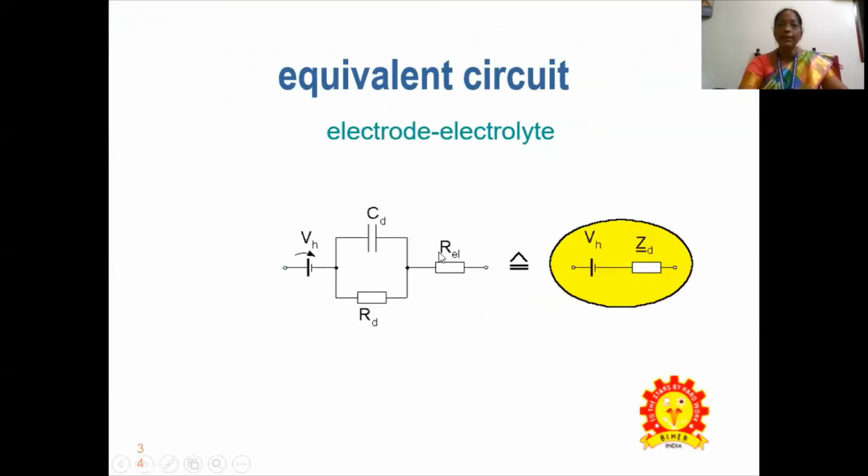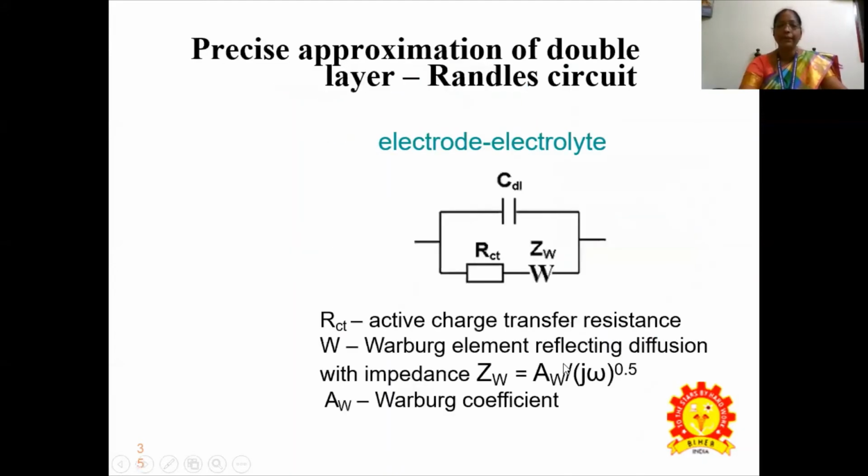This is an equivalent circuit of an electrode electrolyte. We have this equivalent circuit which forms the impedance of a particular electronic circuit, with CD and a parallel RD, which we call the impedance Z with a series voltage VH. Actually, this is an equivalent circuit of an electrode electrolyte.